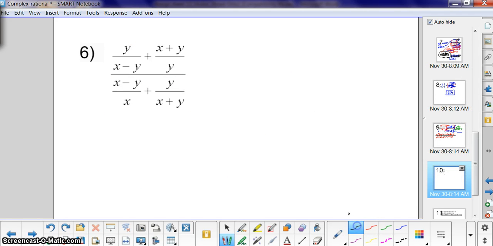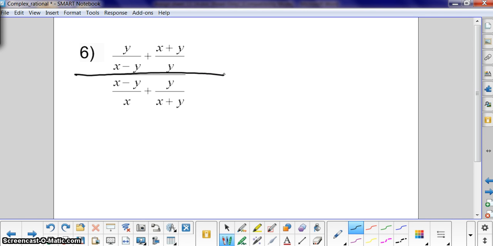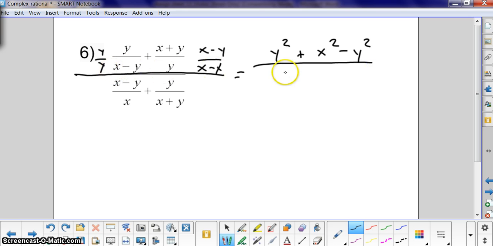Let me use the main fraction bar. Now let me just simplify the numerator. Let me get a common denominator here. This one I'm going to need to multiply by y over y. This one I need to do x minus y over x minus y. Now over here this becomes y squared. This becomes x squared minus y squared over my common denominator of y times x minus y.